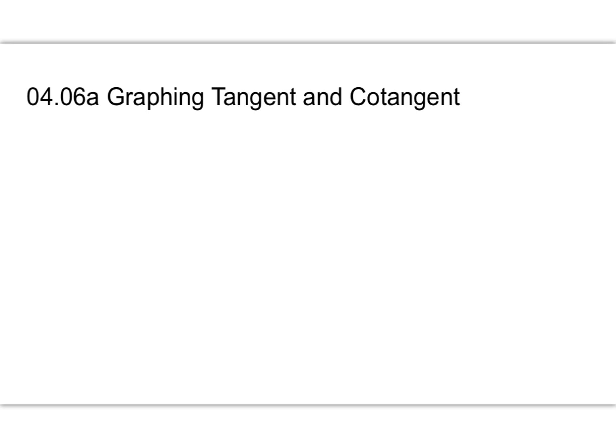Hi students, we're going to be looking at graphing tangent and cotangent today. There are a couple of big differences that we have to be concerned with for tangent and cotangent compared to sine and cosine. The first is that our period is pi instead of 2 pi, so these are going to repeat themselves every time that we go pi units.